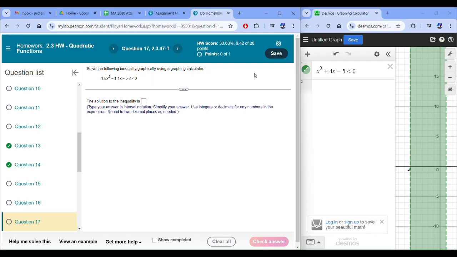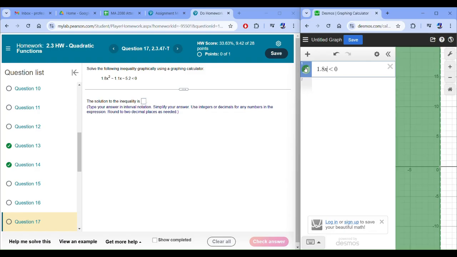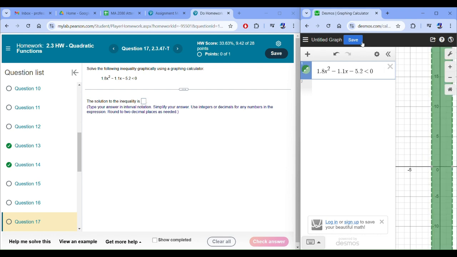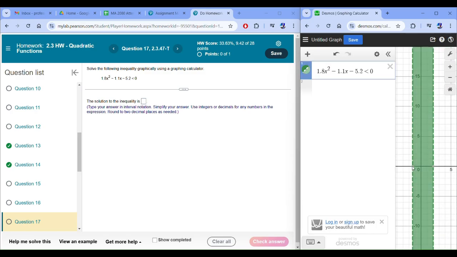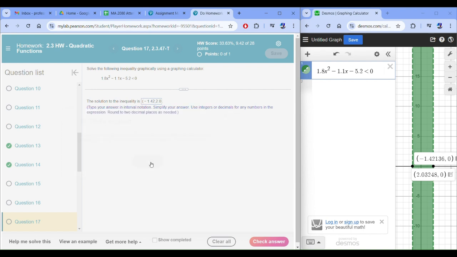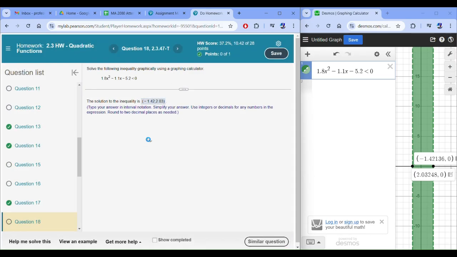All right, solve the inequality using a graphing calculator. Let's see if I can do the same exact thing. So if I do 1.8x squared minus 1.1x minus 5.2, and then if I put that less than 0 and graph it, I get these two numbers, rounded to 2 decimal places. So this is not equal to, so it should be parentheses, negative 1.42, comma 2.03. That 3 button is not working, so 2.03, and again this is going to be parentheses. Hit enter, got it, cool, moving on.